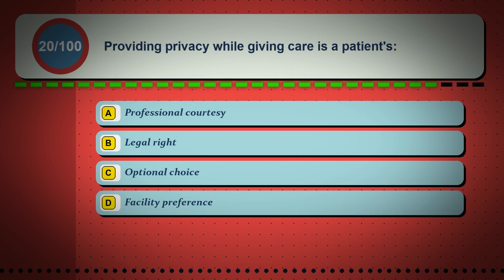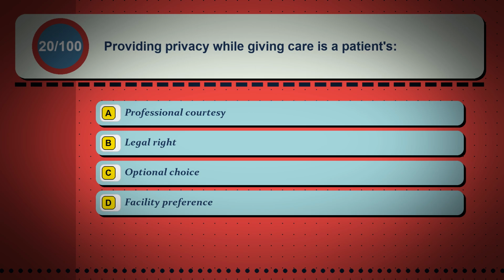Question 20. Providing privacy while giving care is a patient's: Option A. Professional courtesy. Option B. Legal right. Option C. Optional choice. Option D. A facility preference.